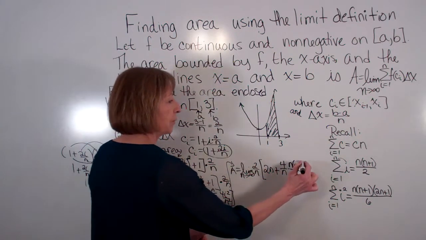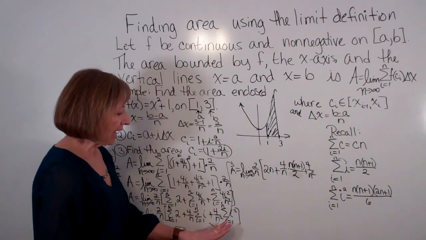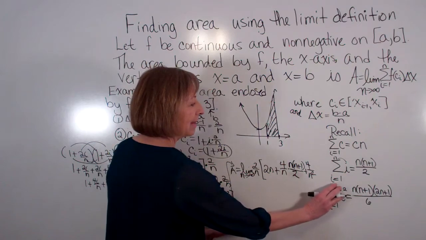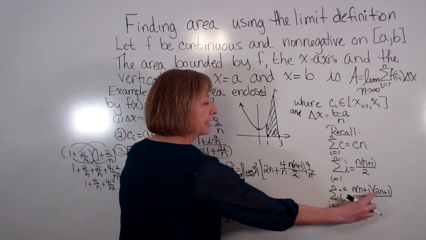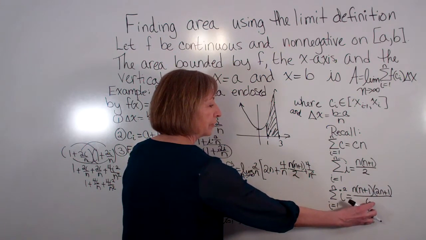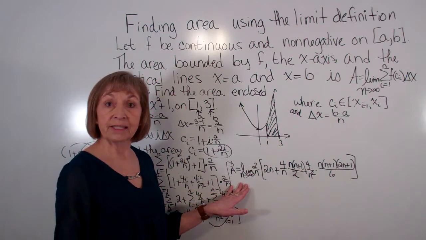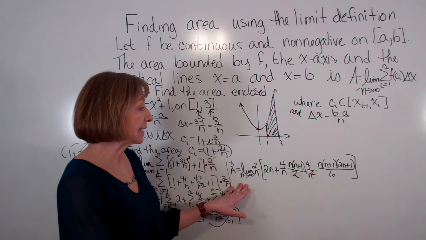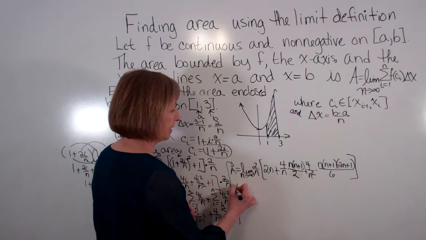Plus 4 over n squared, and the summation i equals 1 to n of i squared, that's going to go out, and we're going to plug in this n times n plus 1 times 2n plus 1 all over 6. So now I've been able to replace the summations with all of their equivalent formulas, and I need to simplify this so that I can take the limiting process of it.